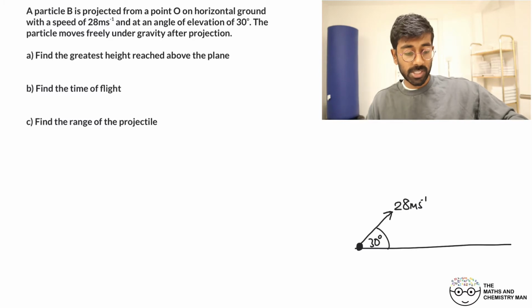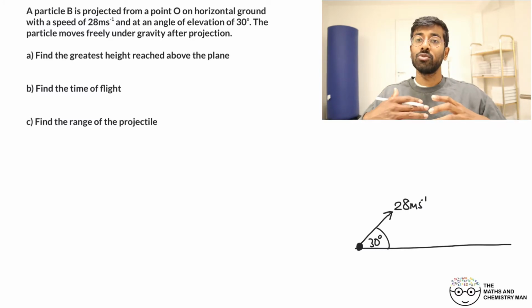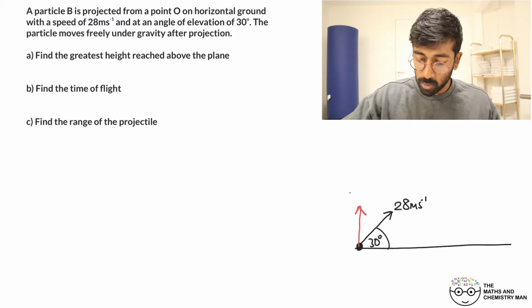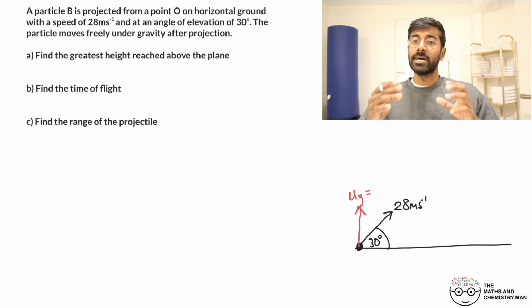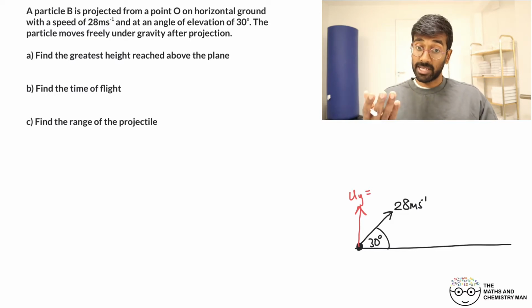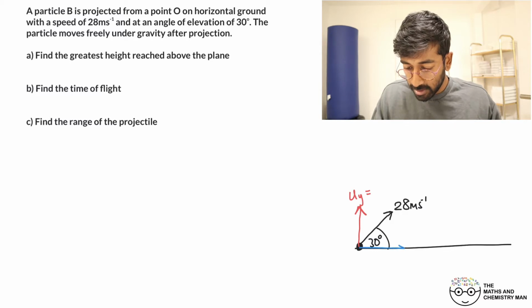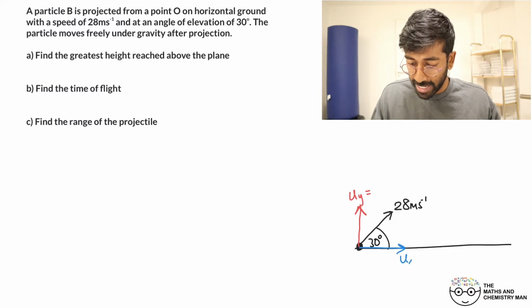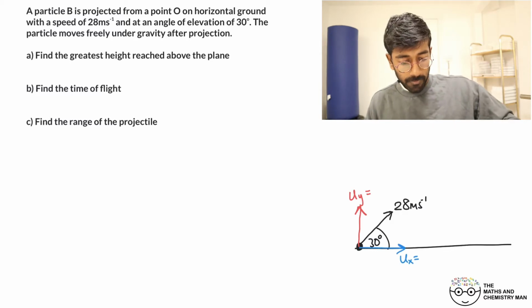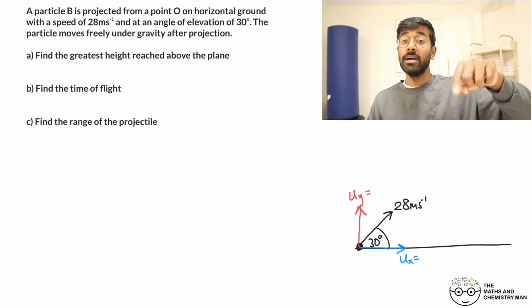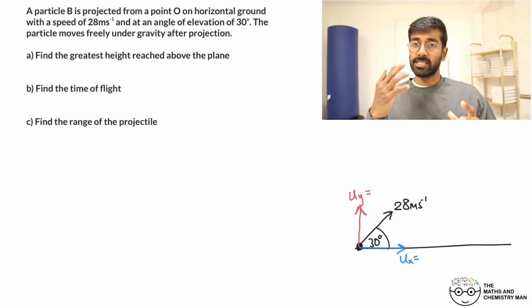Now, where do we start? With all of these, you want to resolve this to find a vertical initial velocity. So I'm going to put that as uy, because that's the initial velocity but in the y direction. And then we also want to do the same in the horizontal direction, so I'll put that as ux. If you don't know how to resolve, make sure you check out this video here on resolving. That will give you a few little shortcuts.